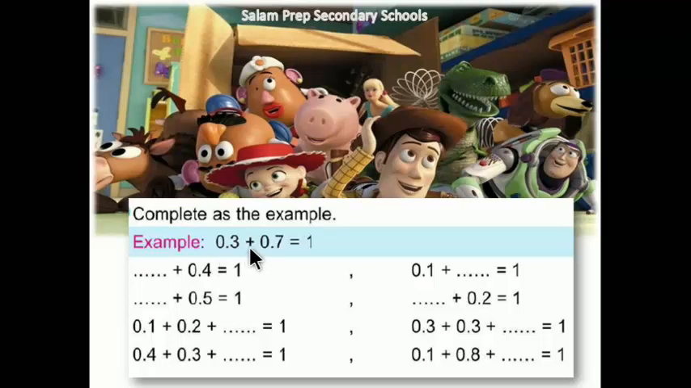0.3 plus 0.7 equals 1. This means 3 tenths plus 7 tenths equals 10 tenths. 10 over 10 means 1. Okay? 3 tenths means 3 over 10 plus 7 tenths means 7 over 10. 3 over 10 plus 7 over 10 equals 10 over 10. 10 tenths means 1. Okay?